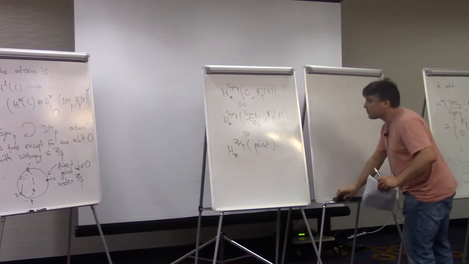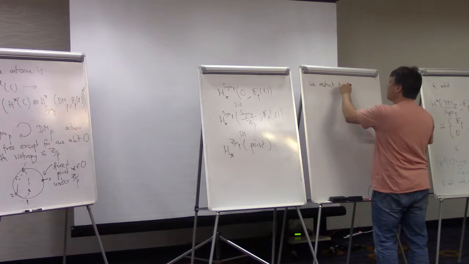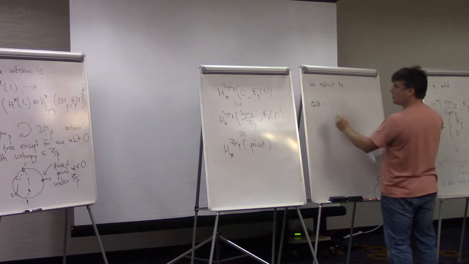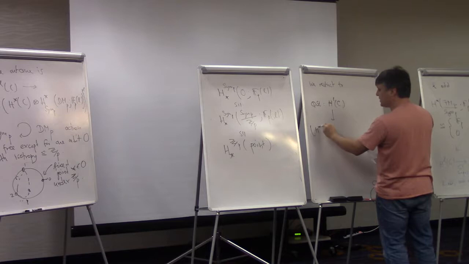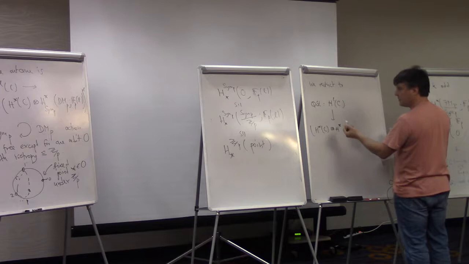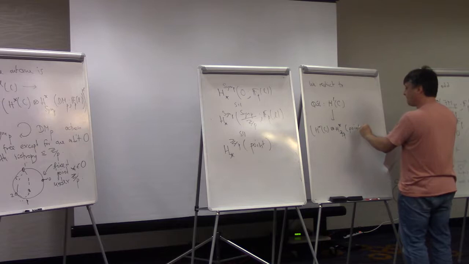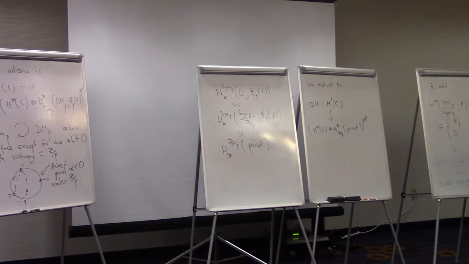and so we restrict to this one here, and we get operations which are called quantum Steenrod operations. So they now go from H star of L to C to H star of C tensor H star of Z mod P of a point. Okay. P times L. Okay?